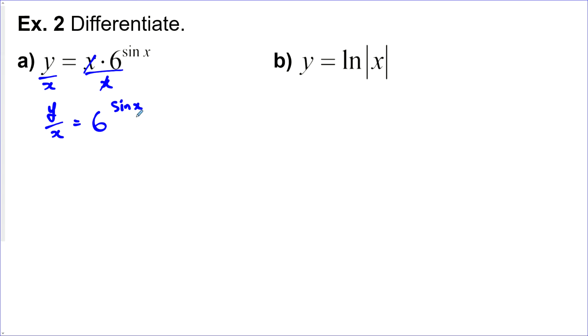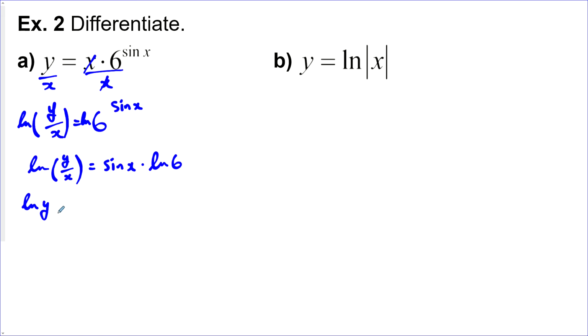Then to get this sine x down out of the exponent position, we'll take the natural log of both sides here. So that means we'll get the natural log of y over x, and that will equal sine x times the natural log of 6. Now we can use our log laws to split this one up. So we'll get the natural log of y minus the natural log of x.